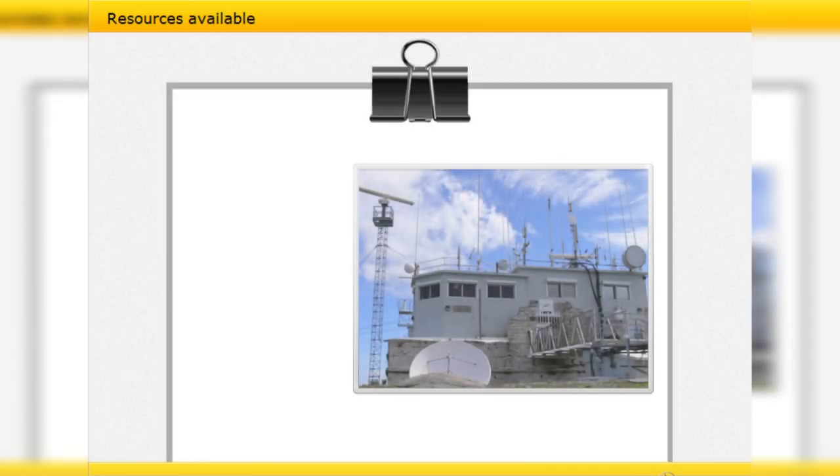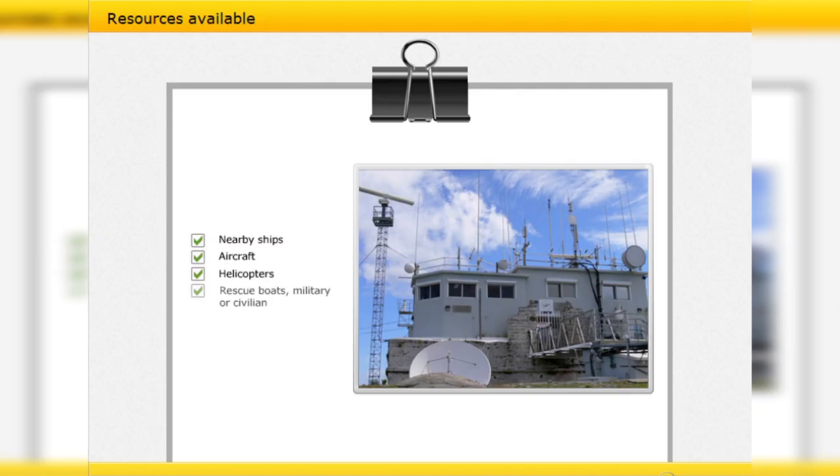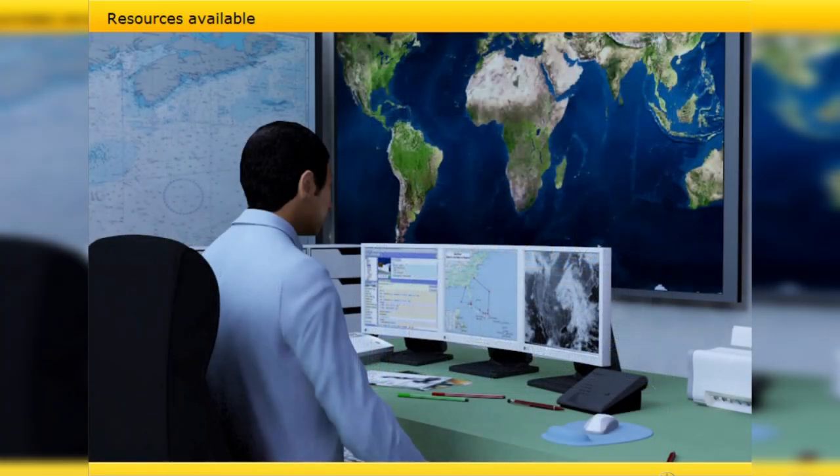The resources available to the Search and Rescue Mission Coordinator at the Regional Coordination Centre would depend on location and finances. Examples would be nearby ships, aircraft, helicopters, rescue boats, military or civilian. Search and rescue mission coordinators have access to resources the on-scene coordinator does not.